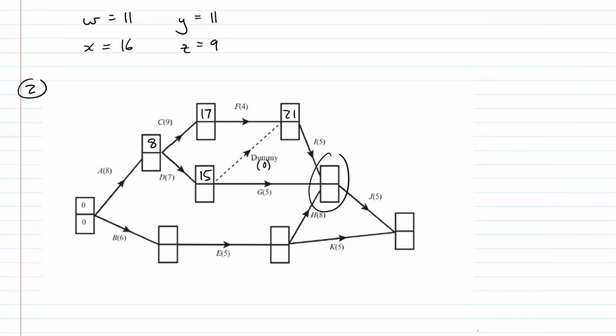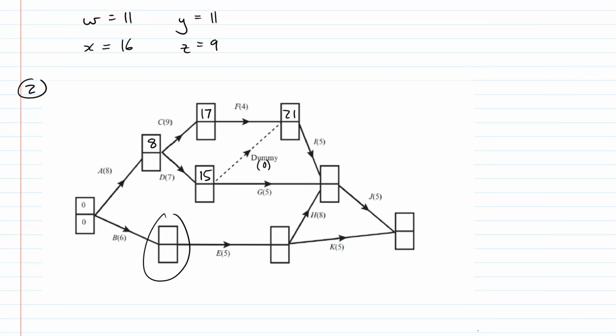This one, 21 plus 5 coming down this route is 26. 15 plus 5 coming down this route is 20. We want the bigger one, but we've also got this one. So I can't consider this box, which I've now got circled, until I've gone the other route down the network. So we need to go this way.